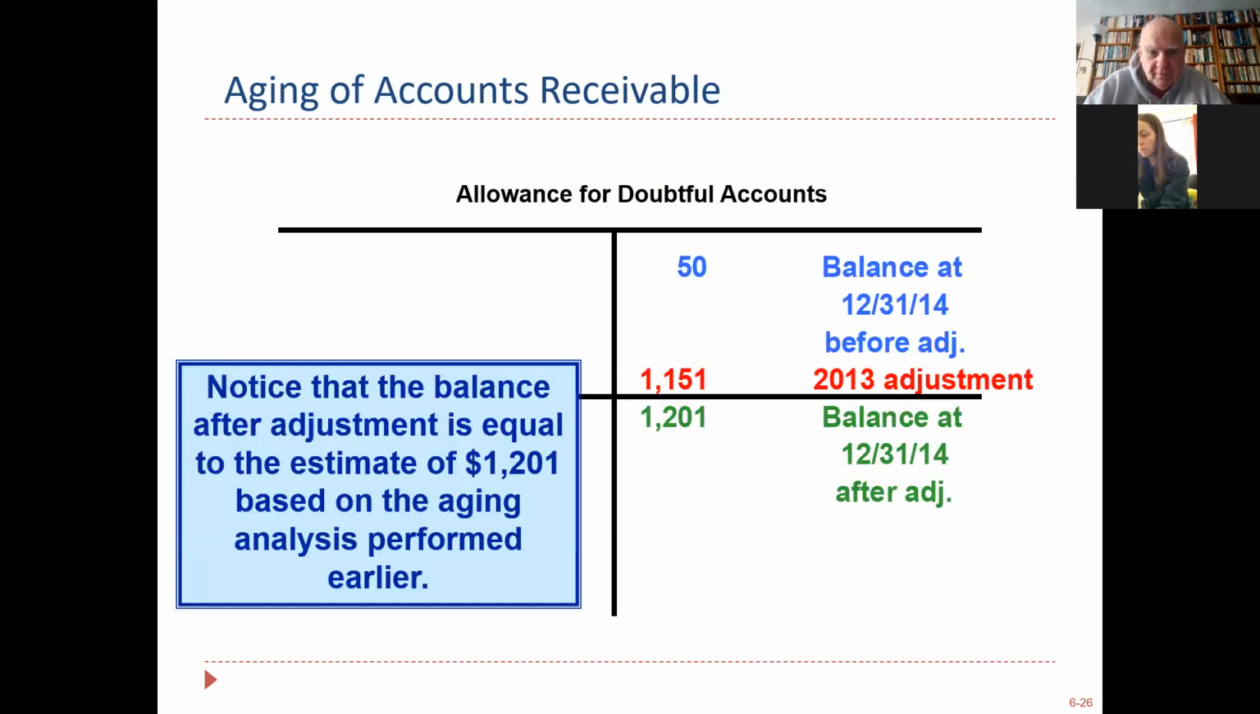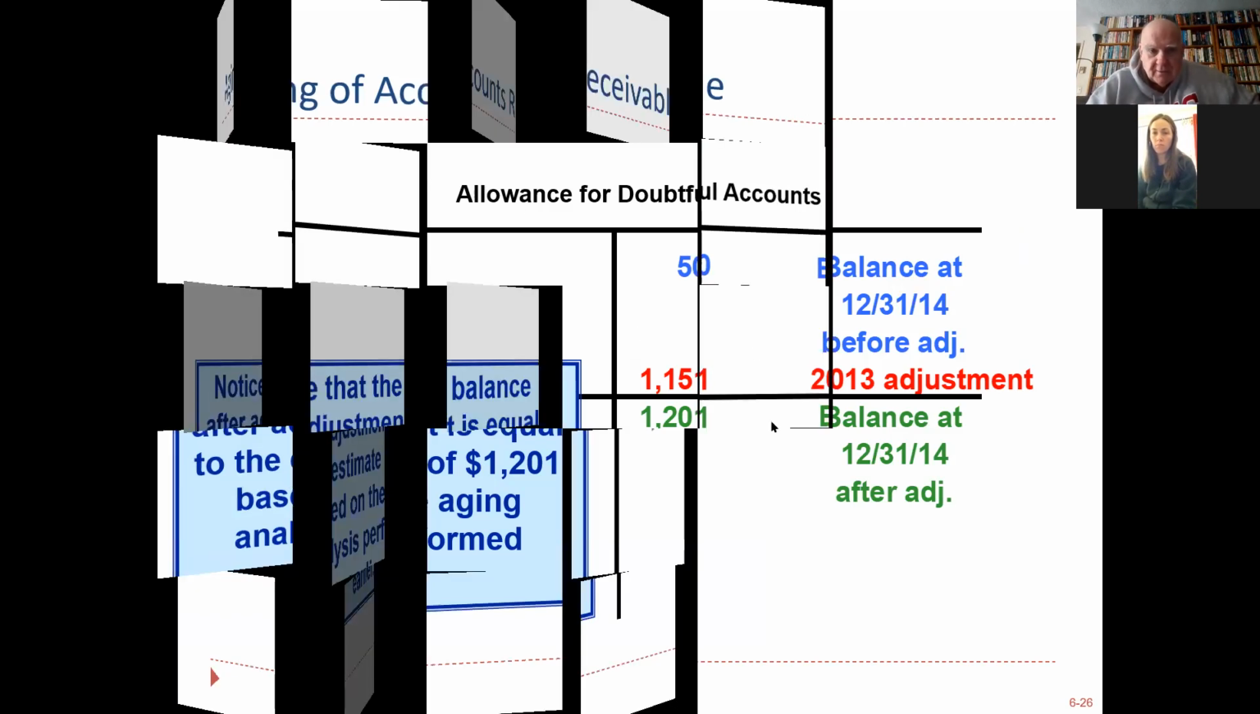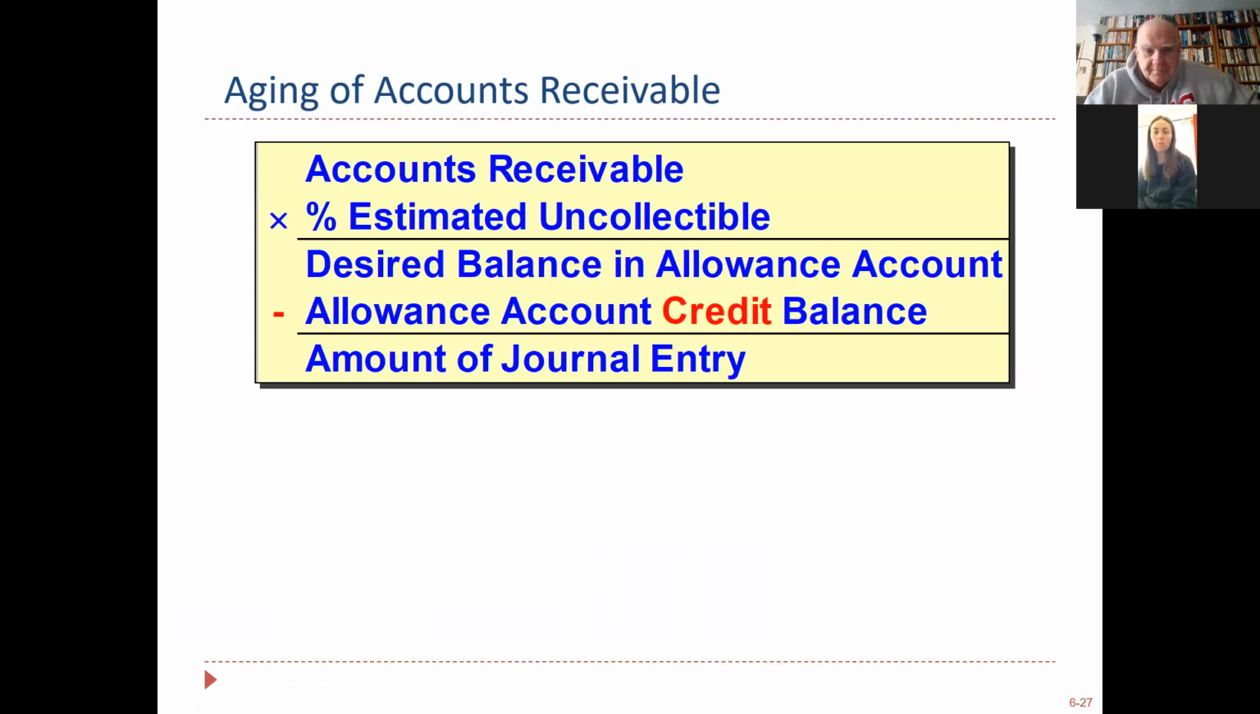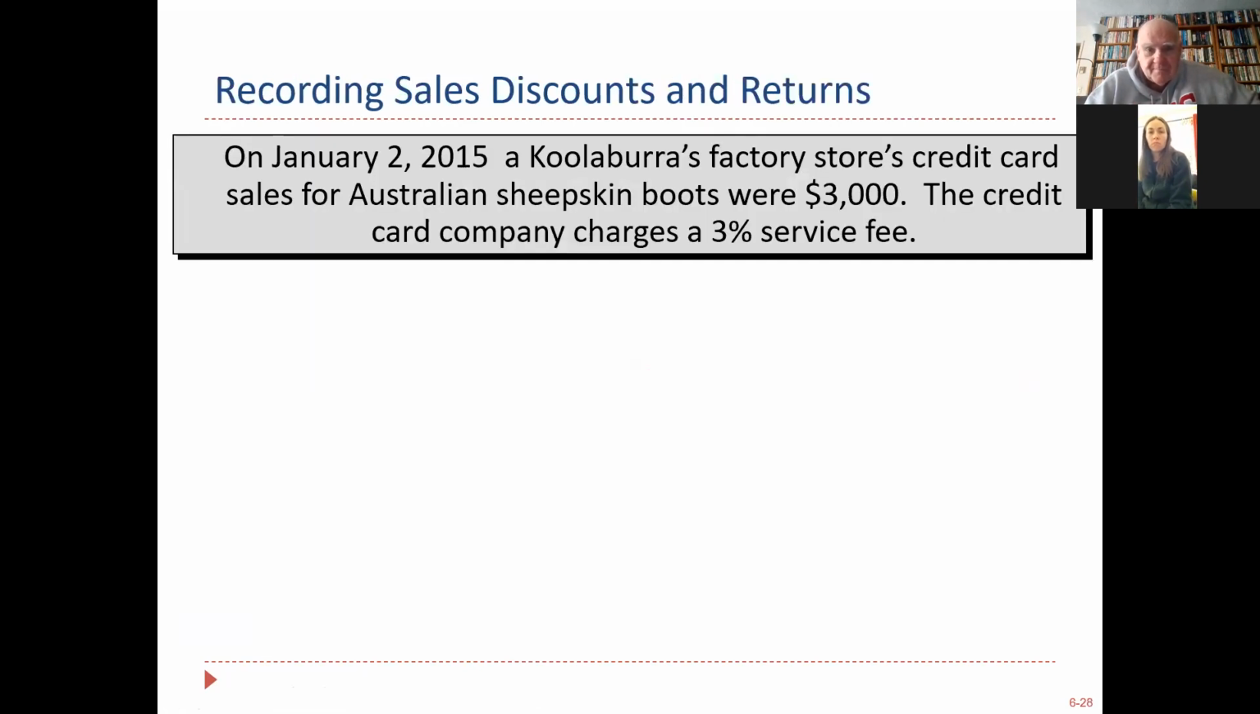And here, look at here's the T account. Whenever you see an item credited to the allowance, you know the debit is to bad debt expense. No exceptions. If you see a number here on the debit side, you know it's because you used the allowance to reduce accounts receivable. I'm going to skip this thing here.